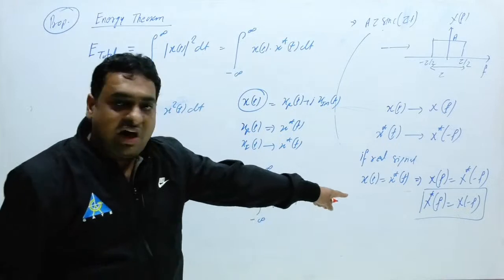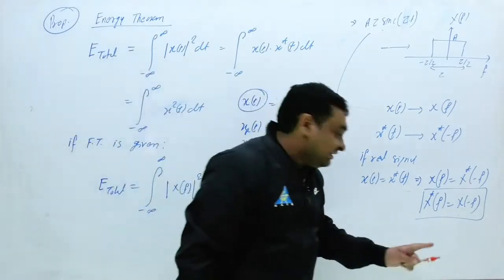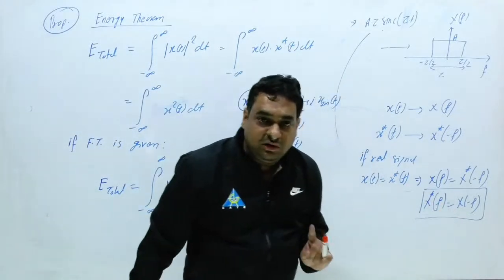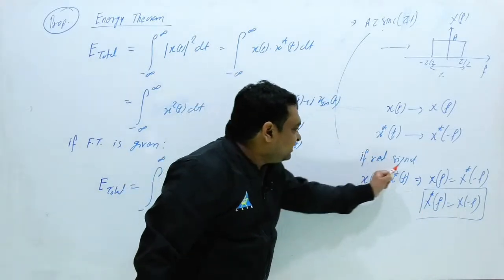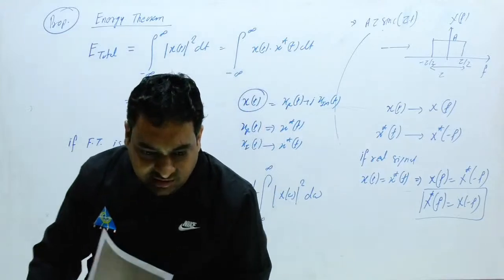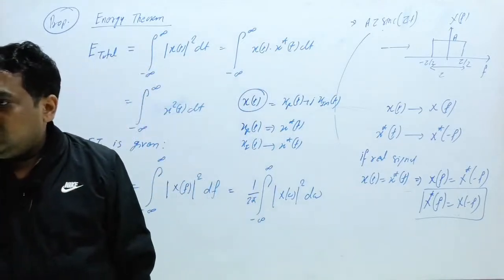In Fourier series also I taught you the same thing many times. So again you should remember this property, but it is valid only when x(t) is real. Clear this thing? Only when x(t) is real. Okay, getting?